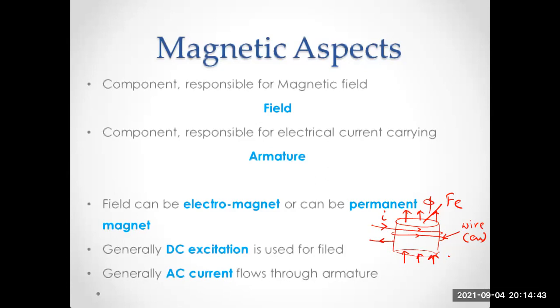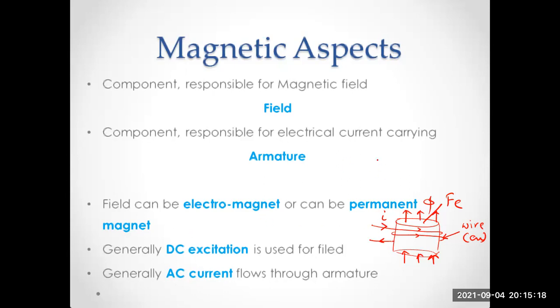Okay, so that means we have to flow some current through it. That is called the excitation. You have to excite the coil, you have to excite the conductor. Now, based on the type of excitation you are using, it is called DC excitation or AC excitation. Here I have mentioned that for most of the machines, we use DC current for the excitation. Is it clear now?